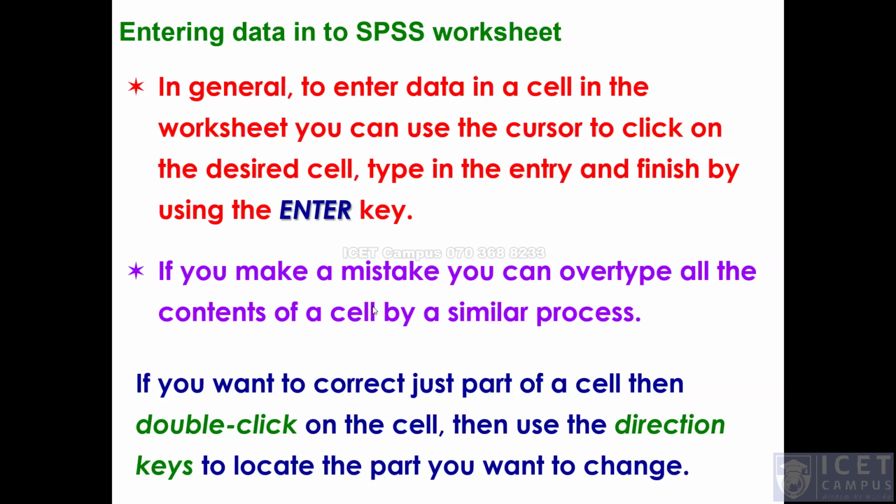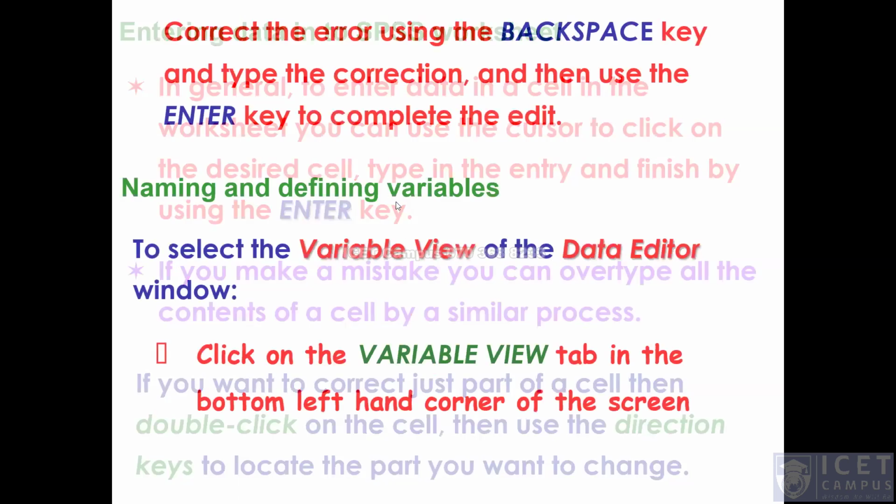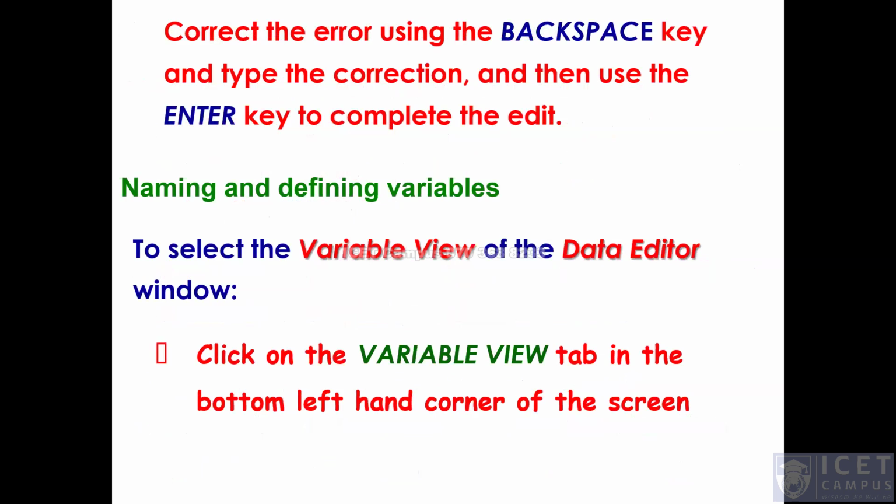If you make a mistake, we can type over it again. If you want to correct just a part of the cell, what we need to do is double click. Then we can use the direction keys to locate the part you want to change. Correct the error using the backspace key. Then we can delete and correct it, and finally we have to press enter.